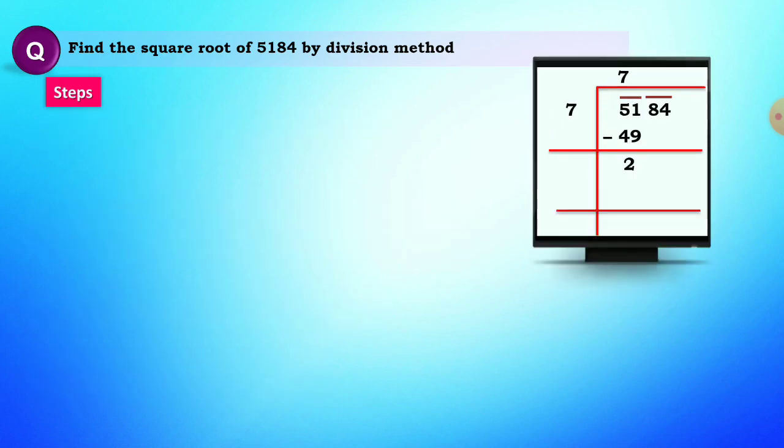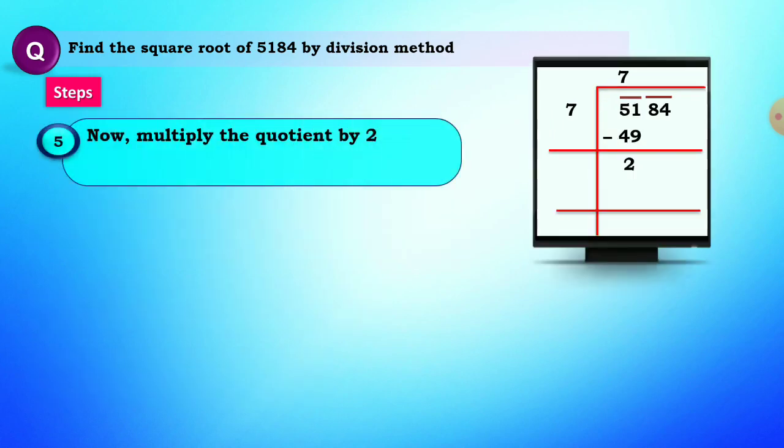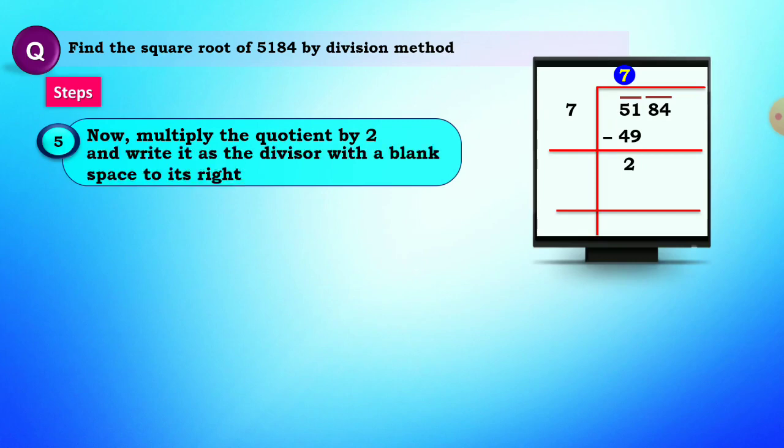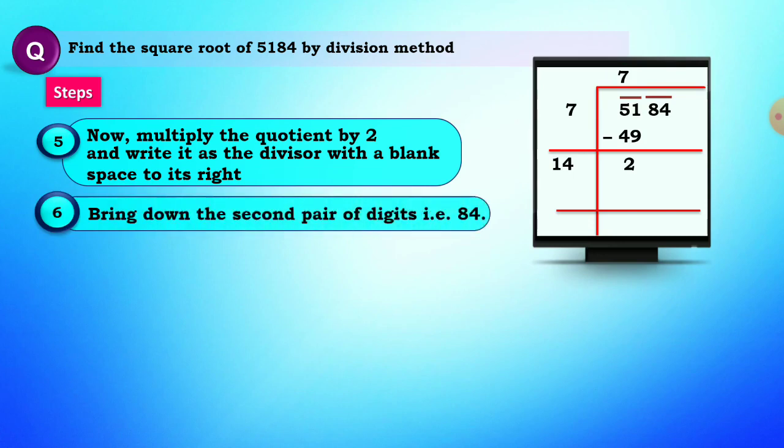Now the next step is to multiply the quotient, that is 7 by 2. So when I multiply 7 by 2, students, what do I get? Yes, it's 14. And we write this 14 as the divisor with a blank space to its right. And we'll bring down the second pair of digits, that is 84, below 2. And we'll write it beside 2.